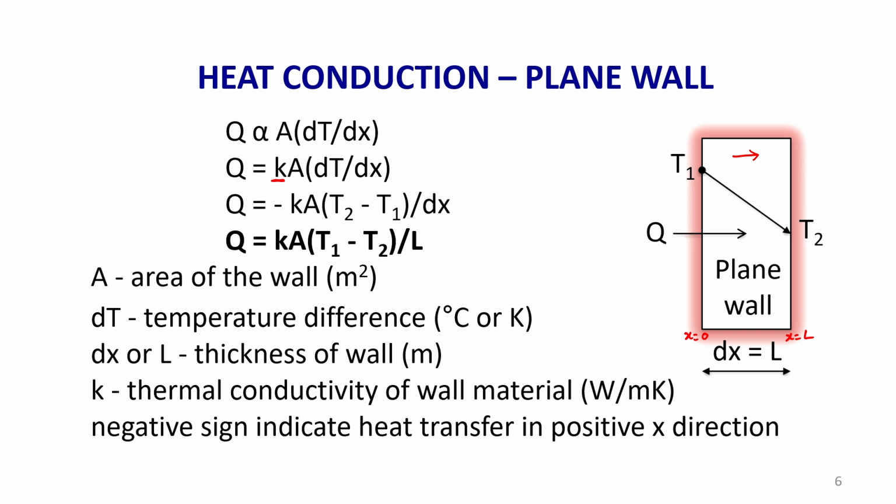It states that the rate of heat flow in a plane wall is directly proportional to the temperature gradient. Of course, the area of the wall is constant, and the proportionality constant which is introduced is the thermal conductivity of the wall material.